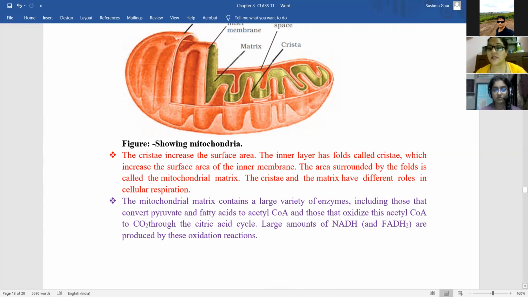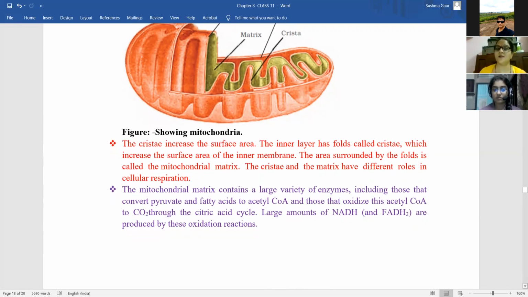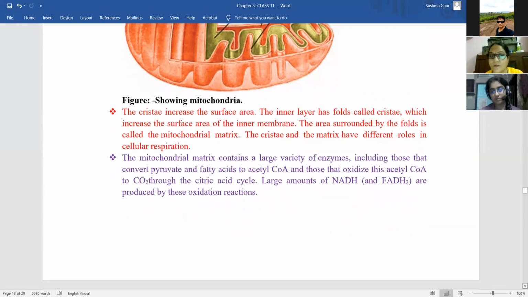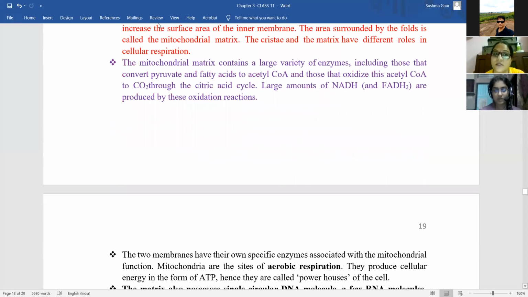These cristae and matrix are not just formed for design; they are different things, and they are responsible for performing very important and different roles in cellular respiration. So both the matrix and cristae are involved in cellular respiration, but they have different functions. And the second is the mitochondrial matrix. So what does this mitochondrial matrix consist of?